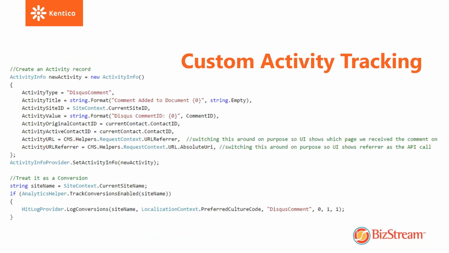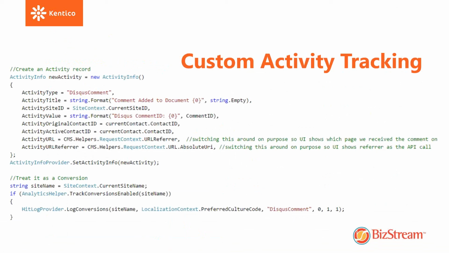You can tie it to what contact did that activity, what the title of it is, which site it relates to, where it came from from a referrer standpoint, and then the type. So what I've done here is I've made a custom type called discuss comment. And if you've used the discuss comment system, you know it's a JavaScript-based commenting system that does a really good job of preventing spam and builds community and allows people to log in with their social media accounts as opposed to having to create another account.